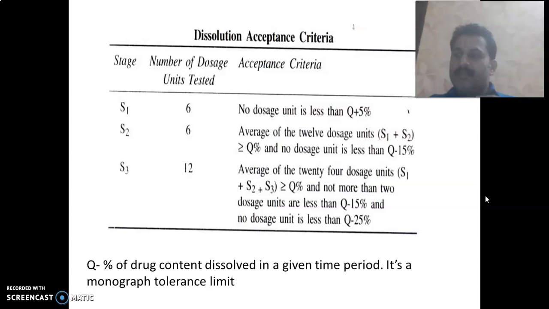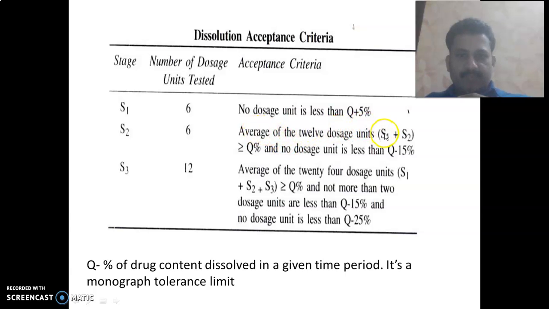It means in stage 1 every unit or every tablet should be above the specified limit in the individual monograph by 5%. Okay, in stage 1 what you are expecting is that every tablet should be above the specified limit by 5%. Then it passes the test. If not, you have to proceed to stage 2, which means another 6 tablets are taken. So stages 1 and 2 total 12 tablets.